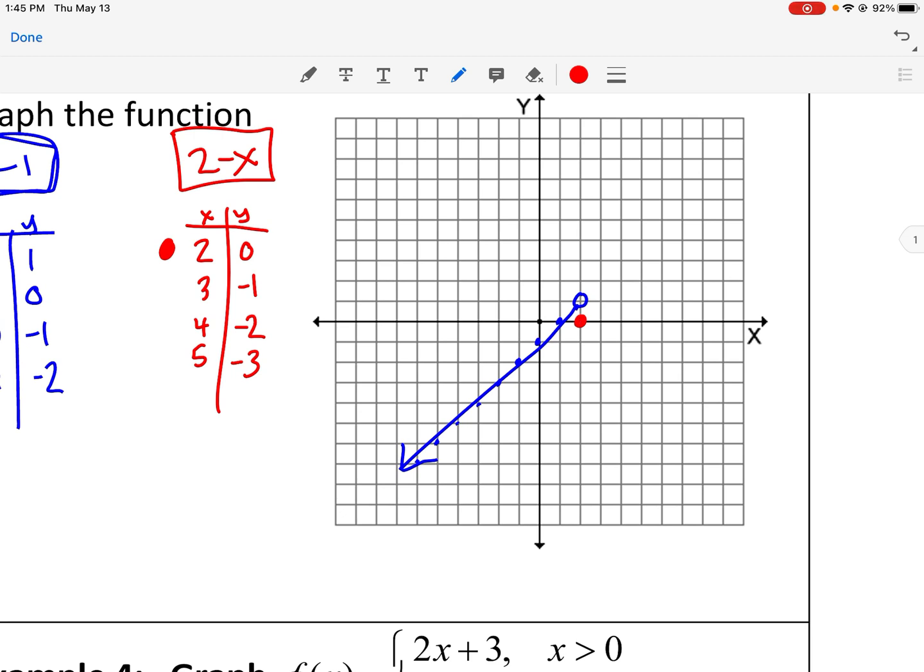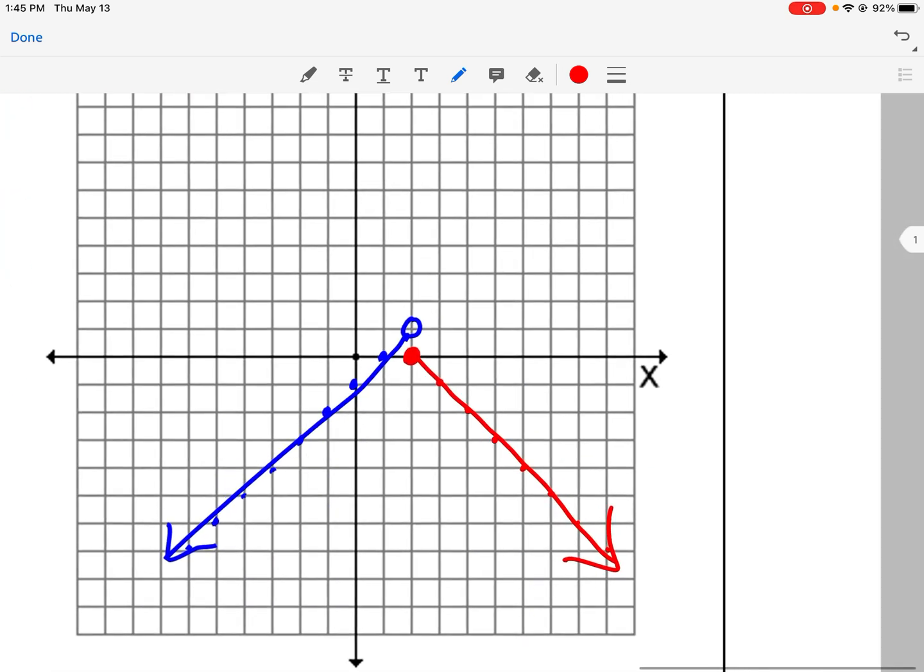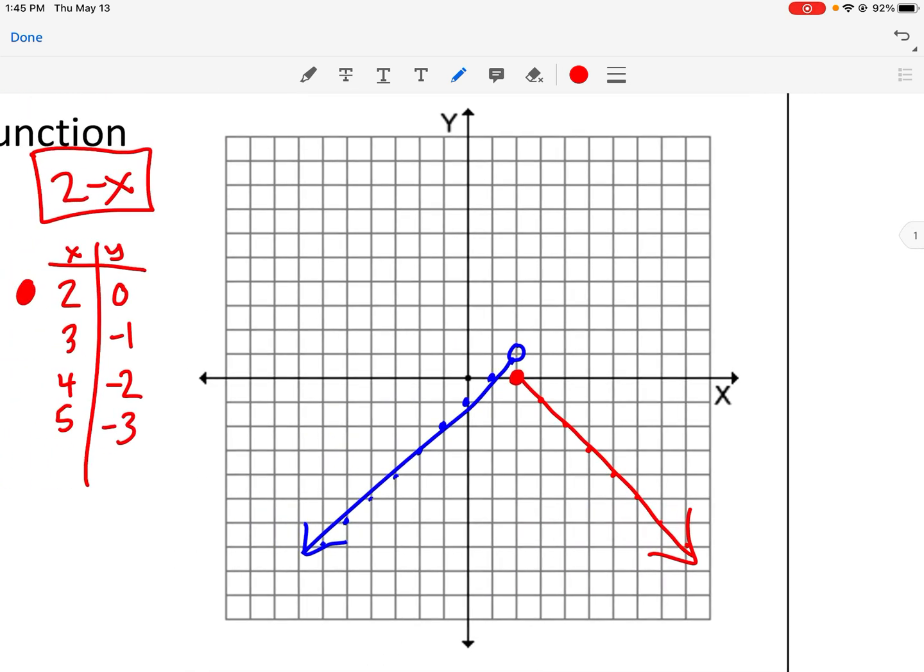And we graph those. So 2, 0, we plug that in. It's a closed circle. 3, -1, 4, -2. 5, -3, and we can see the pattern here. This is another linear piece. And from the equation, we can tell that it's going to be linear. So connect that, straight line, and it's going to keep going that way forever. And there we go. We just graphed our piecewise function.